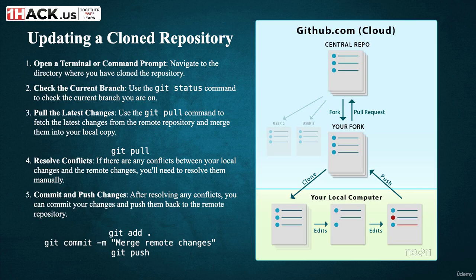After resolving any conflicts, you can commit your changes and push them back to the remote repository using the git add, git commit, and git push commands. It's important to keep your local repository up to date with the remote repository to ensure that you are working with the latest version of the project and to avoid potential conflicts or merge issues.